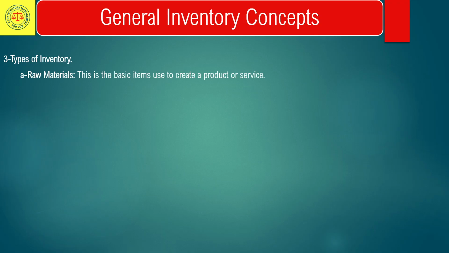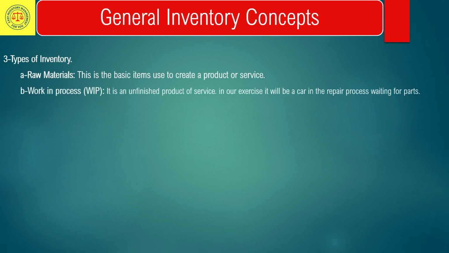Type of inventory. We have the raw material. This is the basic item used to create a product or service. So when you have raw material, it is to create a new product. You don't have the final product. It could be materials that you purchase that are a final product for somebody else, for your vendors, but not for you. So that's most of the industries, manufacturing companies, they have that type of inventory.